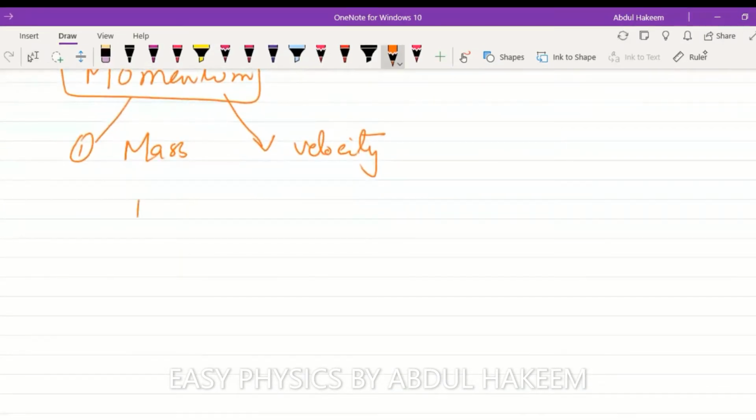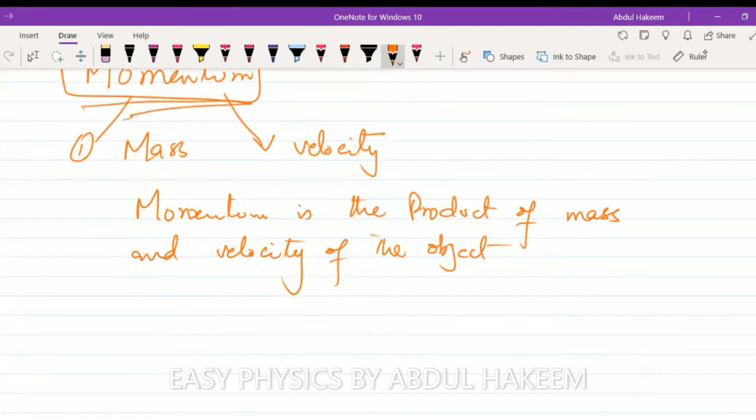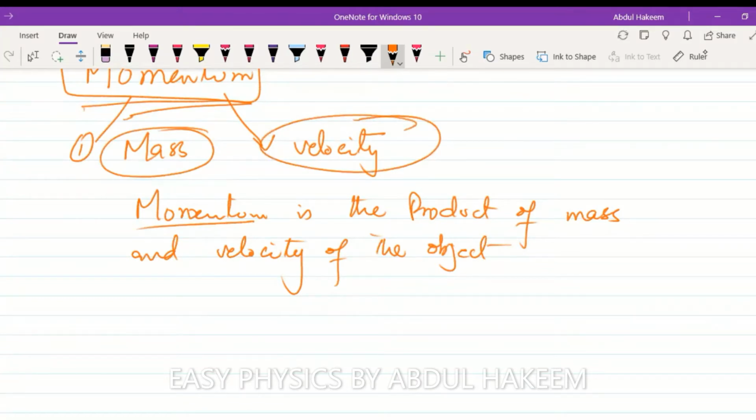So we can write momentum is the product of mass and velocity of the object. So it's a physical quantity which depends on the mass, which depends on the velocity. So it's a product of mass and velocity.